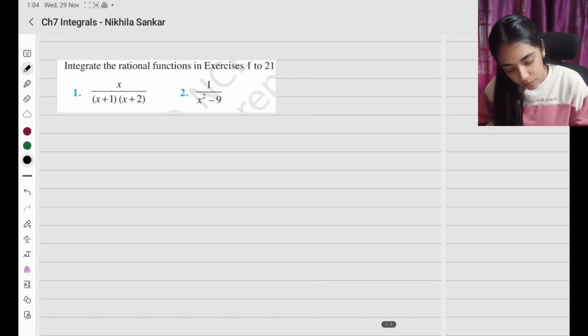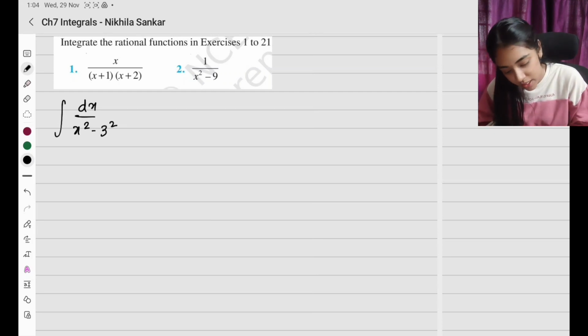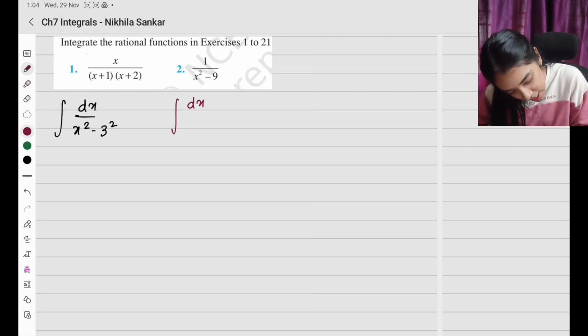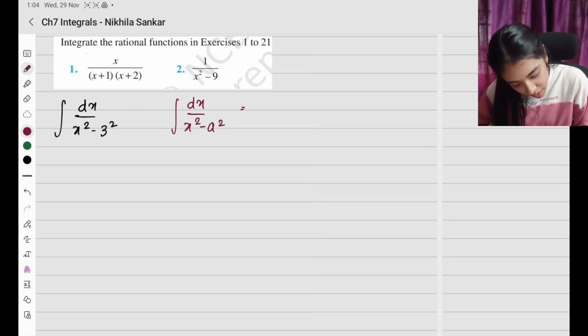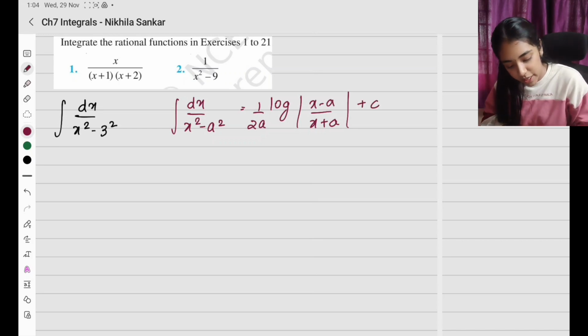Question number 2. So this is very simple. இது நம்ம எங்க பார்த்திருக்கோம்? Integral dx divided by x square minus 3 square. 9 is nothing but 3 square. So இதோட formula என்ன? Integral dx divided by x square minus a square is going to be 1 by 2a log mod x minus a divided by x plus a. Correct? X square minus a square vandhuduna x minus a divided by x plus a plus c.